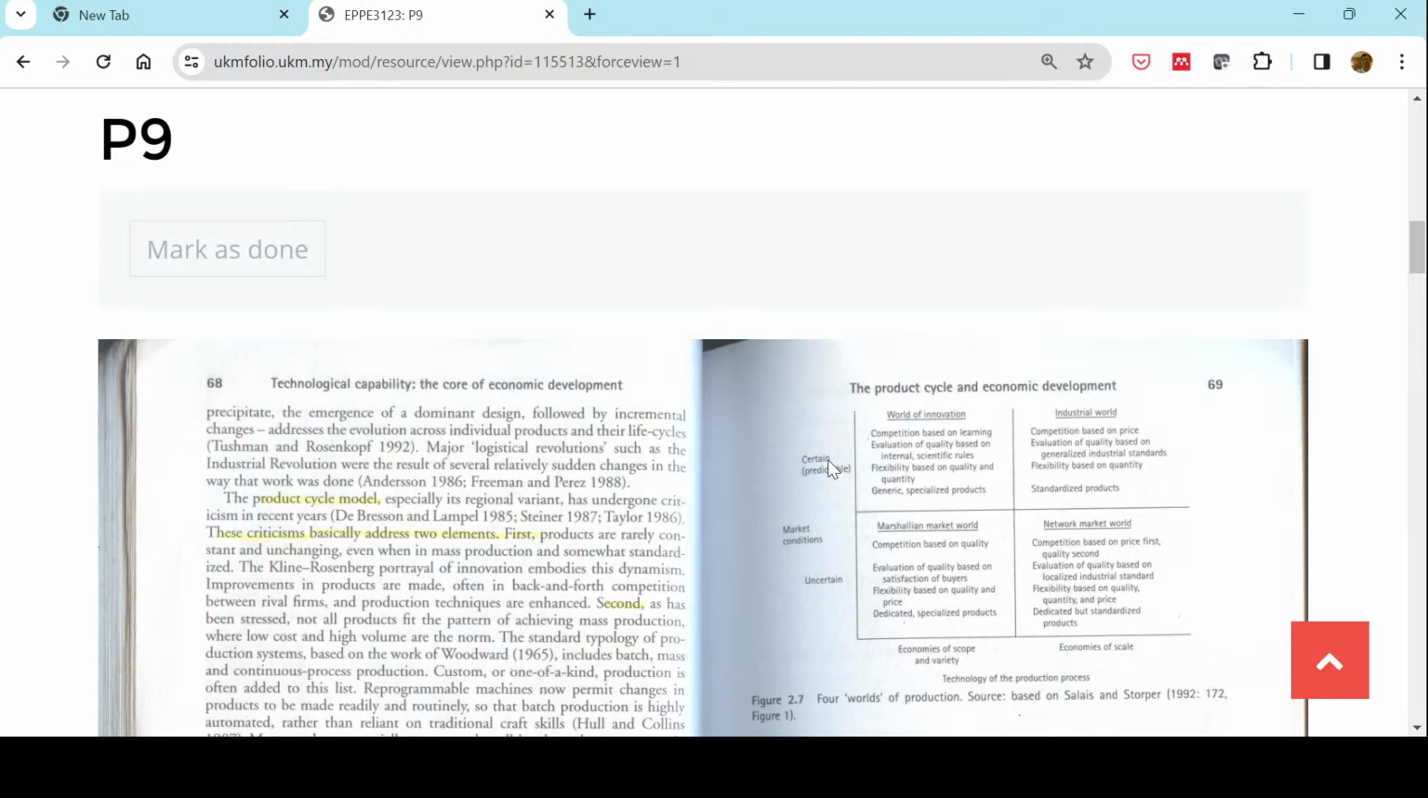And this one, market condition of uncertain, is Marshallian market world, competition based on quality, evaluation of quality based on satisfaction of buyers, flexibility based on quality and price, dedicated specialized products.